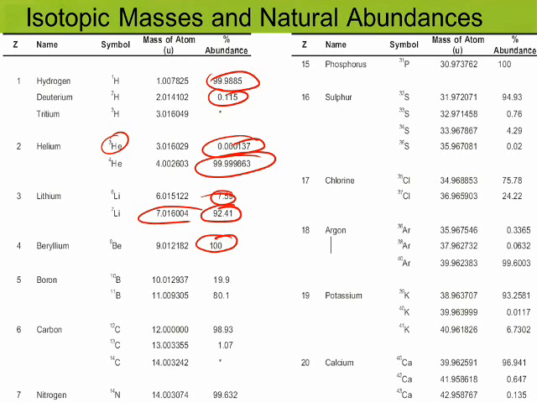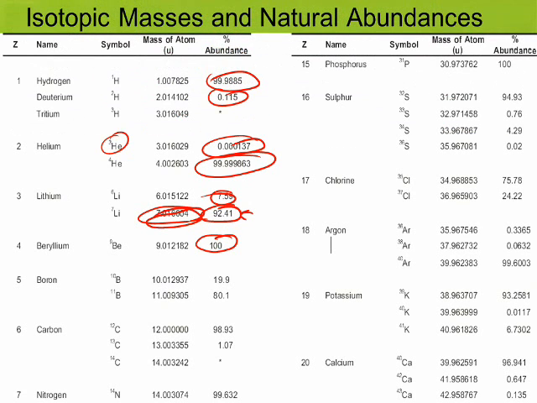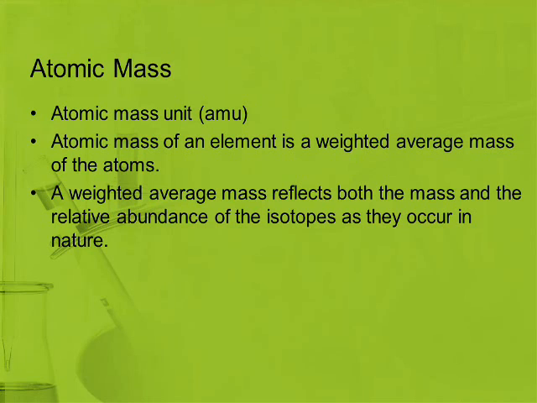But because so much more have a mass of 7, the atomic mass on the periodic table is closer to 7. So here are just some of the relative abundances. Again, the mass is always going to be closest to the one that has the most percent abundance. So the atomic mass unit of an element, the AMU, is a weighted average mass of the atoms. That weighted average mass reflects both the mass and the relative abundance, how much it occurs in nature.